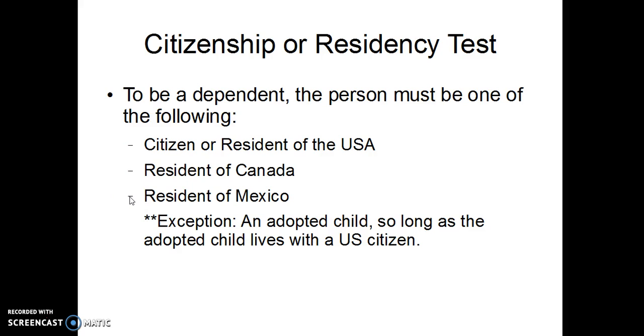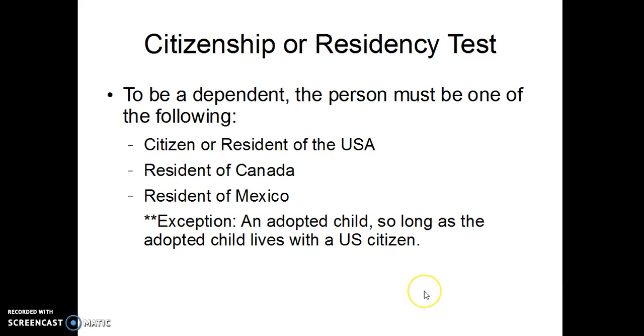Second test is the citizenship or residency test. To be a dependent, the person must be one of the following. All taxpayers who are going to be claimed as dependents must meet one of the following. They must either be a citizen or resident of the United States of America, or a resident of Canada, or a resident of Mexico. So these are all "or." It just has to be one of these. Citizen or resident of USA, resident of Canada, resident of Mexico.